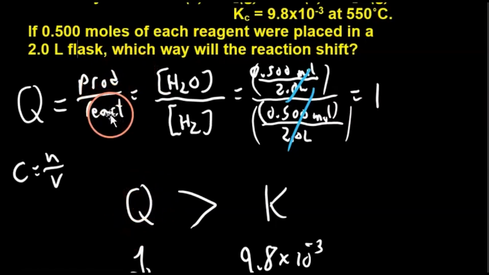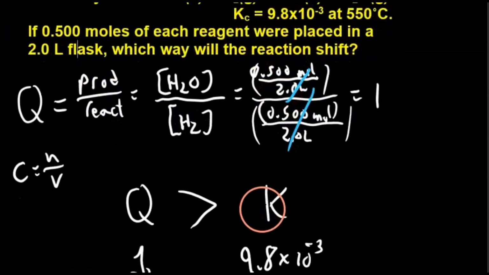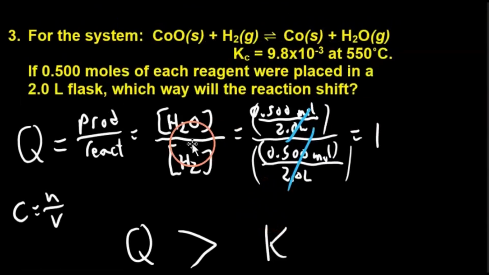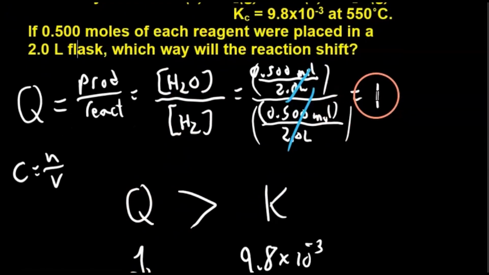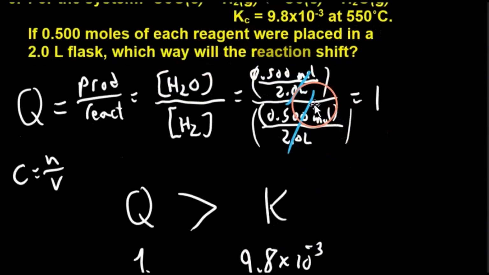Q is our ratio of products to reactants. That's going to change so that the system reestablishes equilibrium. So K is reestablished. We're at 1 right now. Initially, our ratio is 1, but the system is going to shift so that the ratio is at 9.8 times 10 to the negative 3. Sometimes on your exam, questions will say, which way will the equilibrium shift? And that's not totally right. The equilibrium doesn't shift. Initially, we're not in equilibrium, so the reaction will shift so that we establish or reestablish equilibrium.